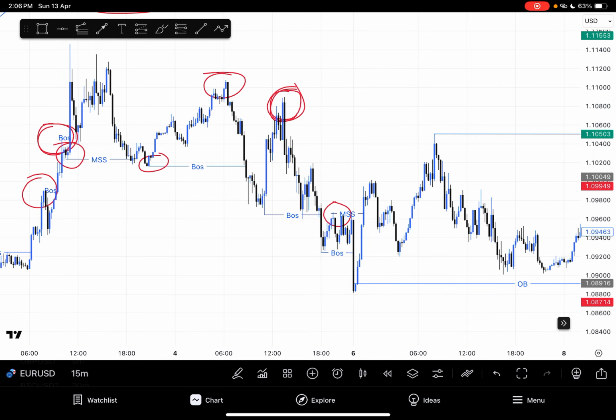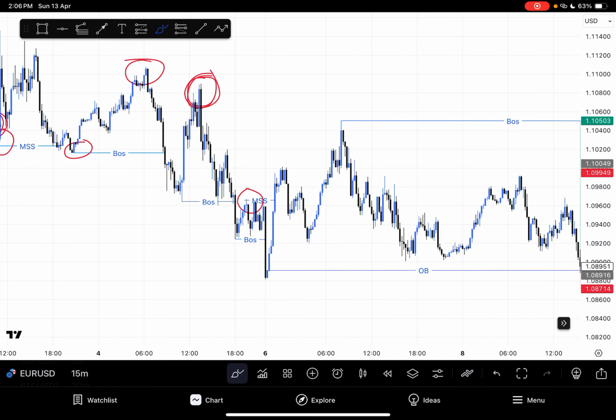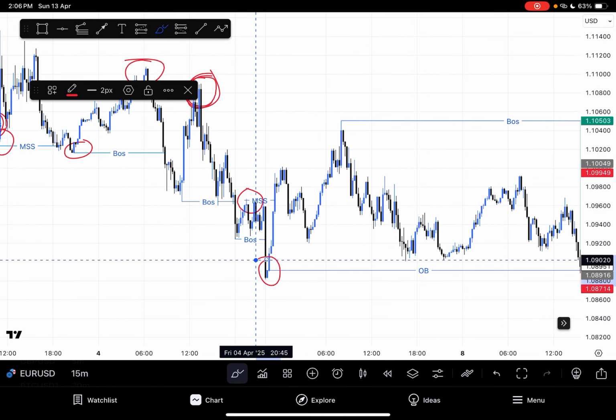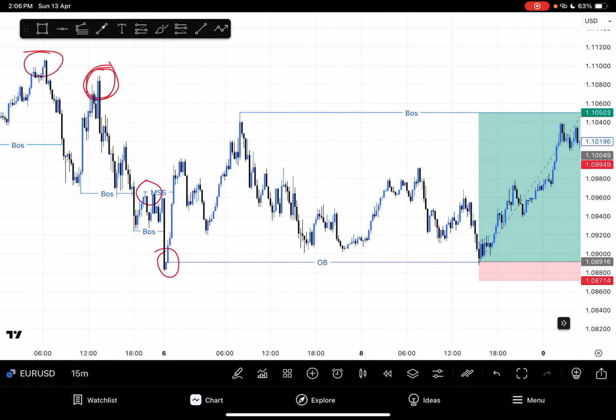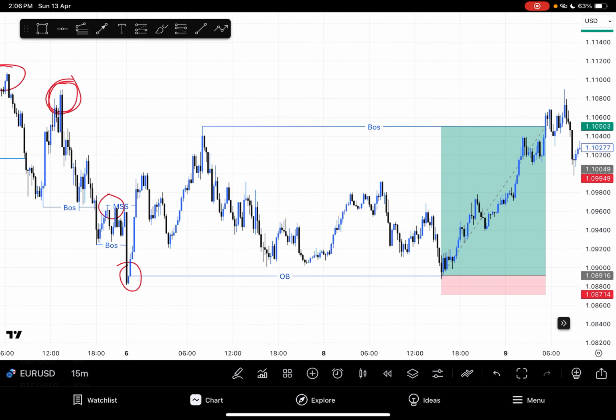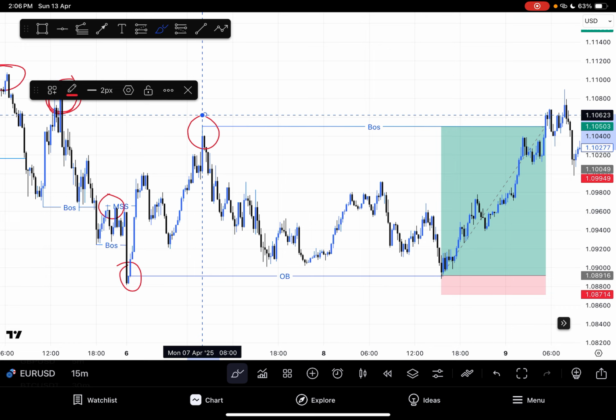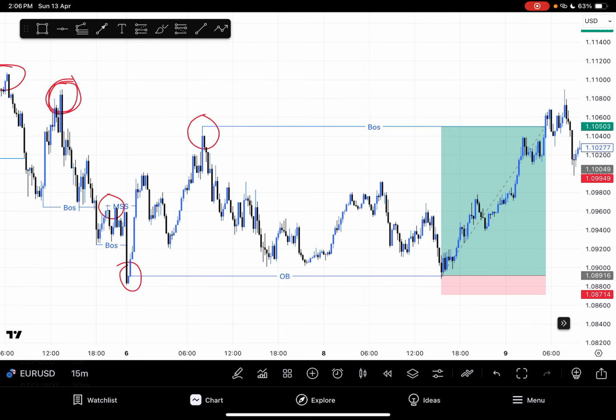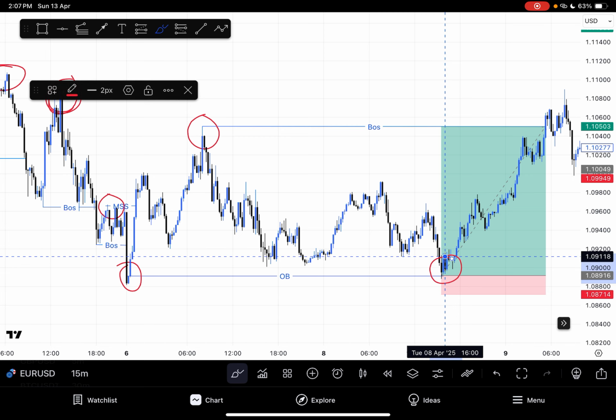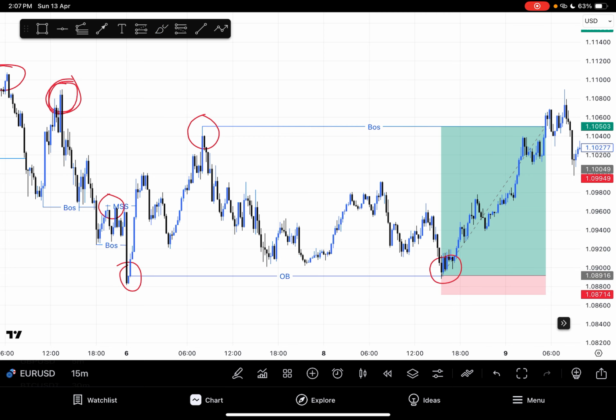So after the market structure shift, now you see price come for this order block at that bottom there. Price came for that order block, retested on it, took out this previous high, indicating a break of structure. So now this is the first pullback after the market structure shift.